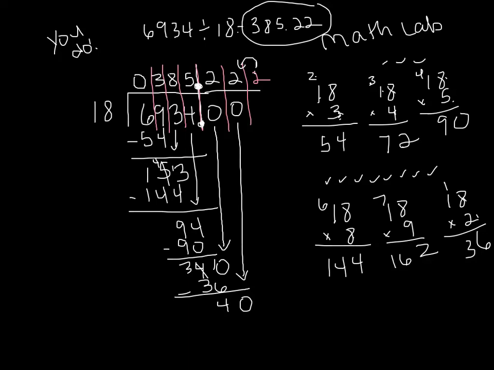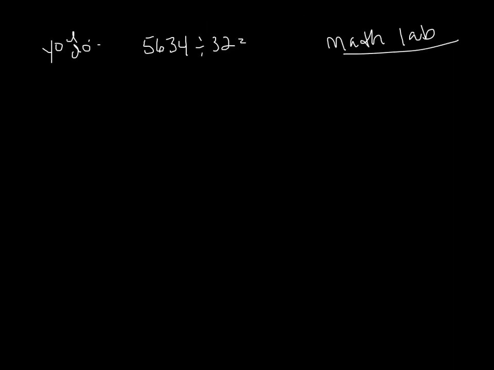We're going to do another you do, so hold on for a second. Okay, one more you do to see how you do. In case you got stuck on the last one, I wanted to give you another chance to go for it. So 5,634 divided by 32, and the remainder goes on into the decimal. Go ahead and push pause, try it, and when you're done, or when you get stuck, push play, and you can see how we did.